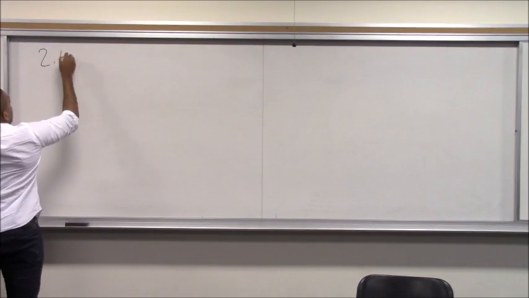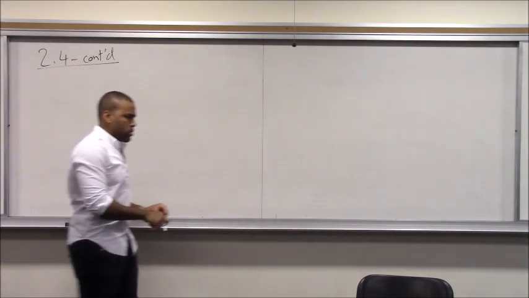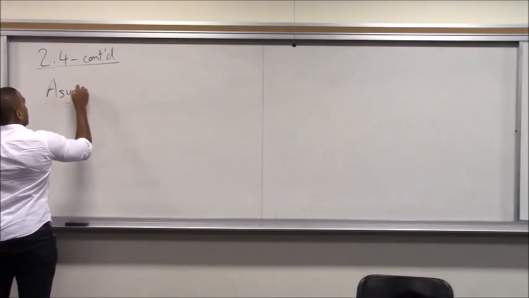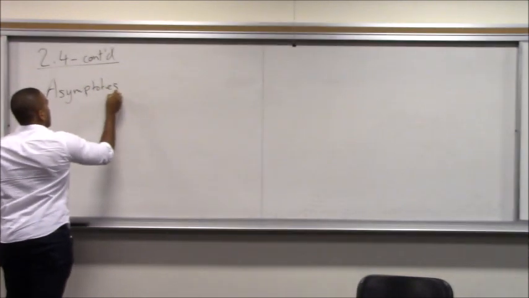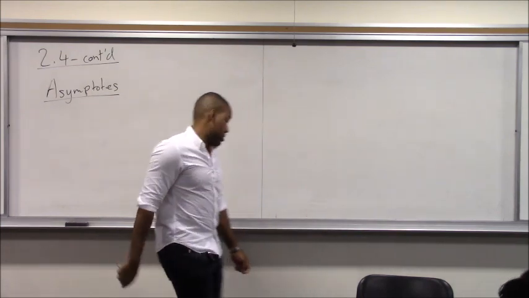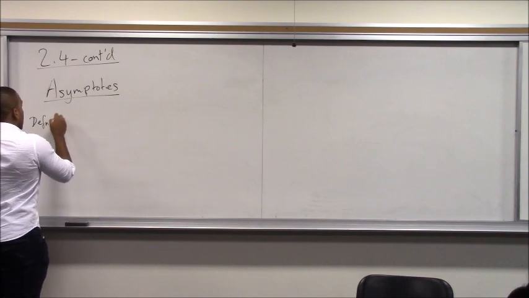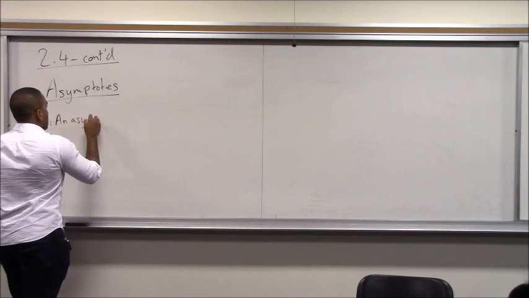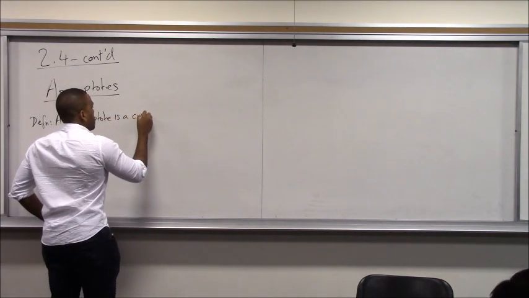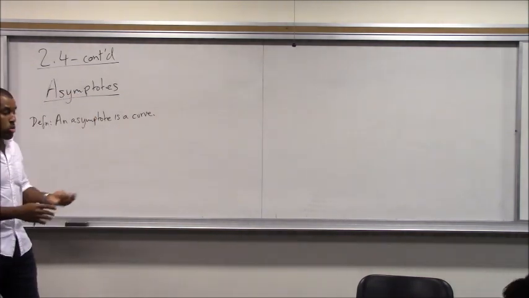We are going to continue with 2.4. We're going to talk about limits a little bit more, but in a specific context, we're going to talk about asymptotes. Now, these describe a general idea, but we only care about two kinds, okay? So, an asymptote is a curve, right? So the curve could be the equation of a line, could be a parabola, could be whatever. It's the equation of some graph.